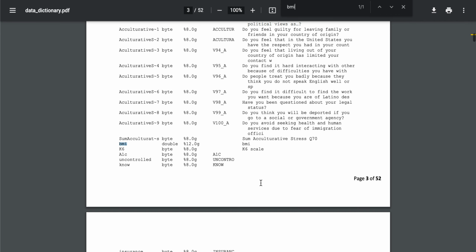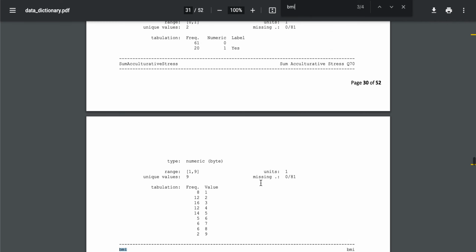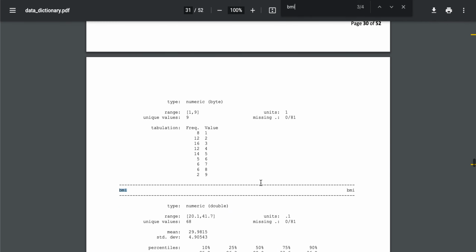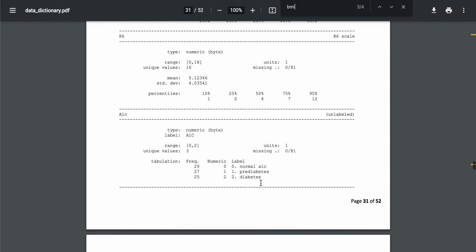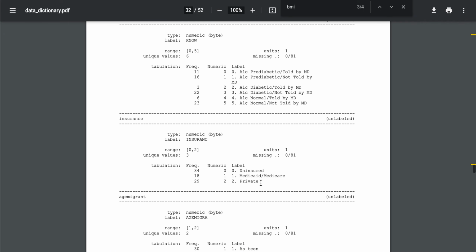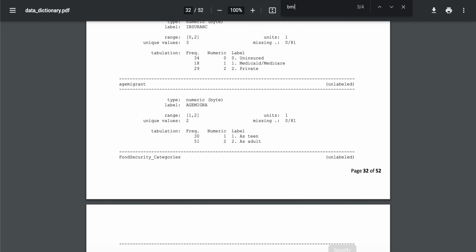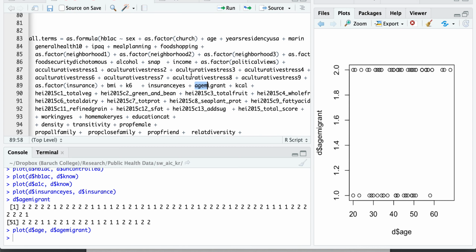Let's see, where's BMI? K6. Oh, okay. So we had these. They had K6. Okay, we have it. It's all after K6. Okay, that's why we are missing this. Age migrant. So, okay, this should go.